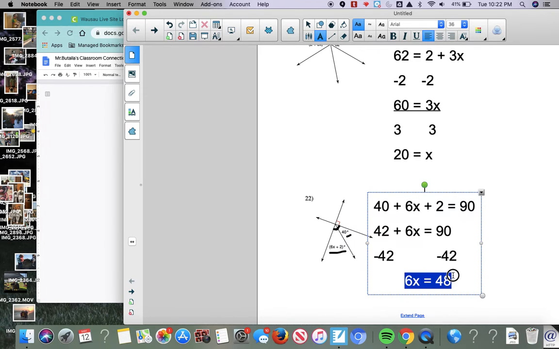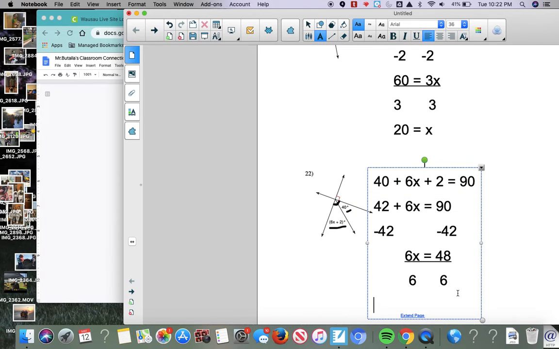And I know I'm on the right track because I know that both of these numbers are divisible by 6. And of course, I'm going to underline that whole thing. So let's get rid of that. And x. And remember, this is x. It's not the actual angle. x equals 8. So my next step is I have to plug in that 8 for x. So 6 times 8 is 48, plus 2 is 50.